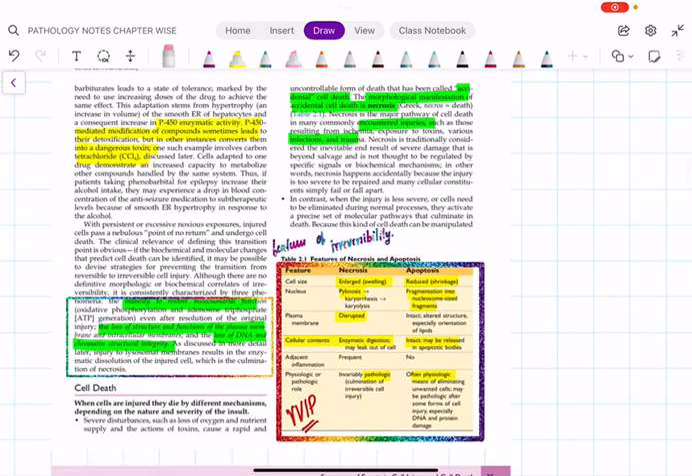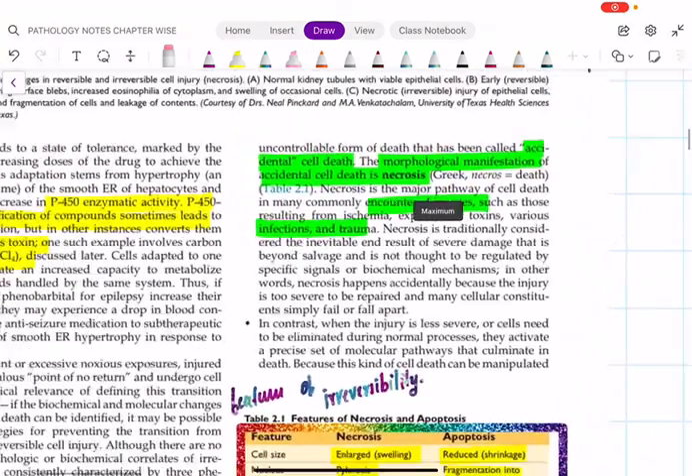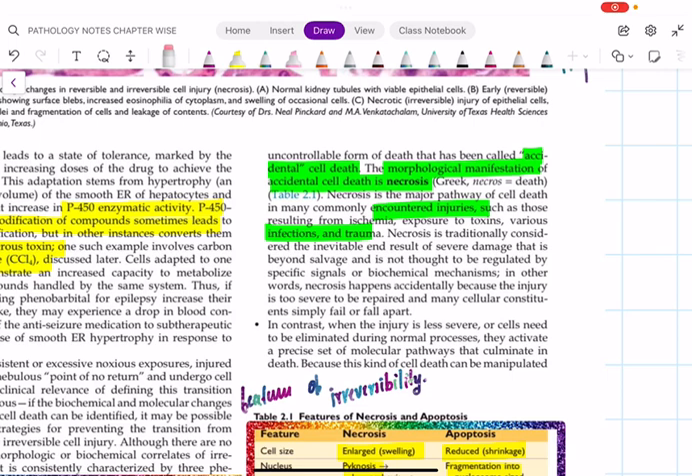First, let us see what necrosis is. Necrosis is nothing else but an accidental cell death. For example, ischemia, infections, any trauma, all of these.